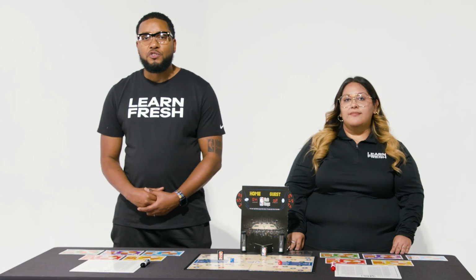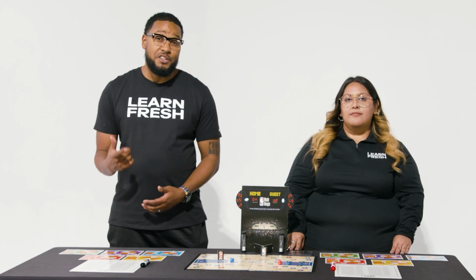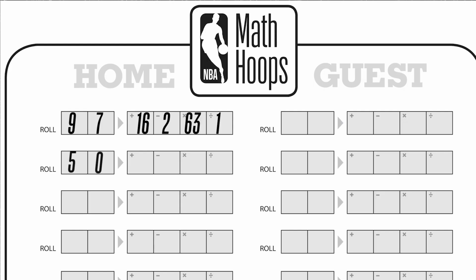Let's go over another division rule, dividing by 0. Let's say you roll a 5 and a 0. You'll do all the math as normal. 5 plus 0 equals 5, 5 minus 0 equals 5, and 5 times 0 equals 0. When you get to the division, most students would put 0, but it's actually undefined. So you would put a slash mark in that box.